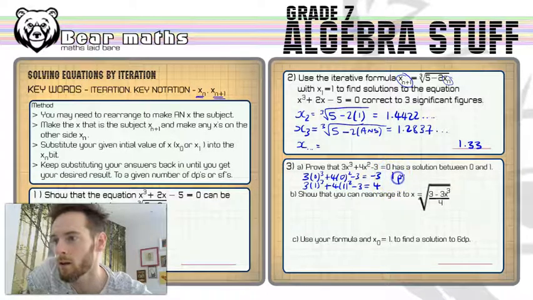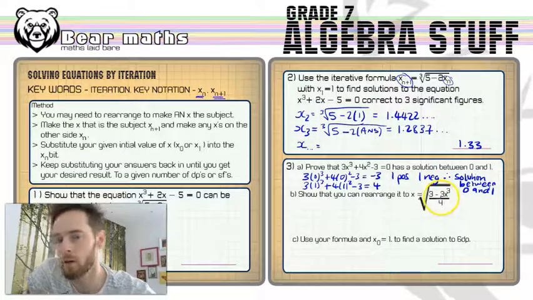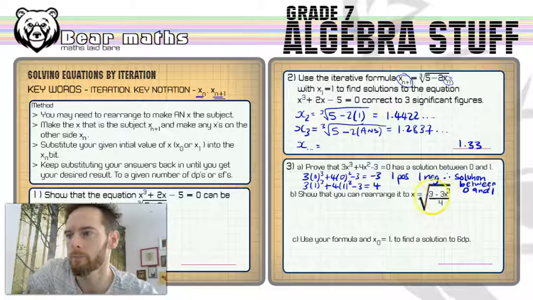So one positive, one negative, therefore the solution is between 0 and 1. You'd have a bit more space to write that. Okay, but there we go. That would be a couple of marks in its own right, getting that bit.